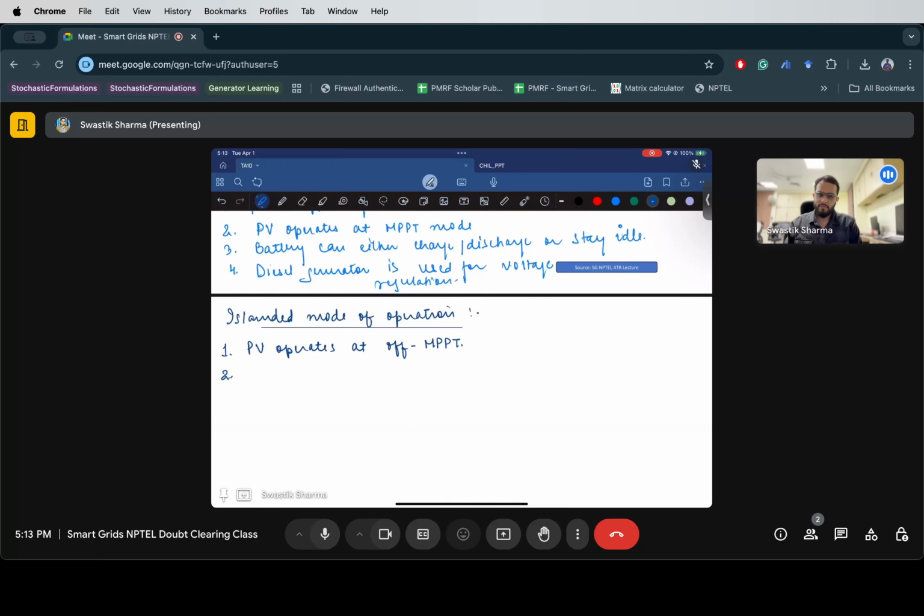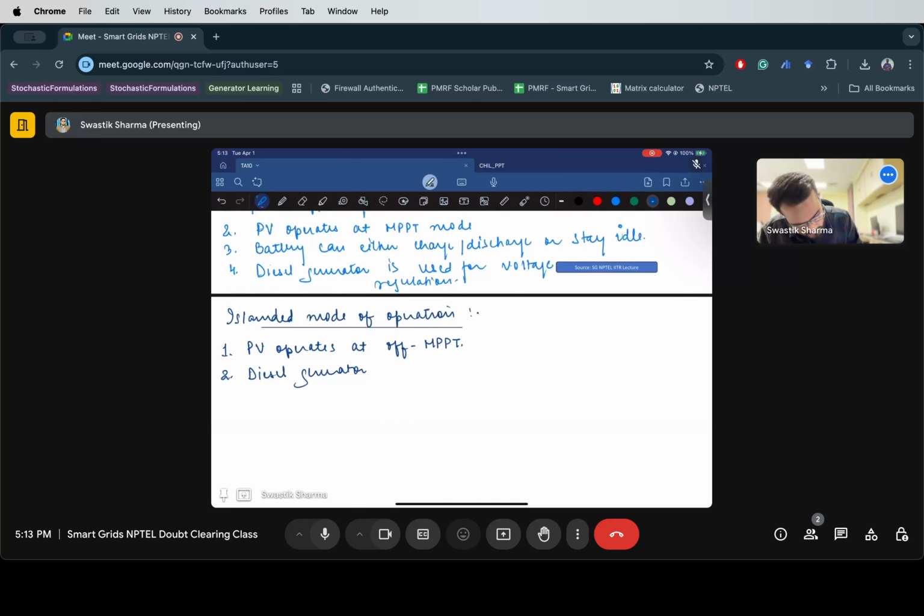Will it be battery or will it be diesel generator? It will be diesel generator, and we have talked about it as well, because a diesel generator has both control. We can control voltage and frequency, right? Because we have speed governor control and excitation control, right?